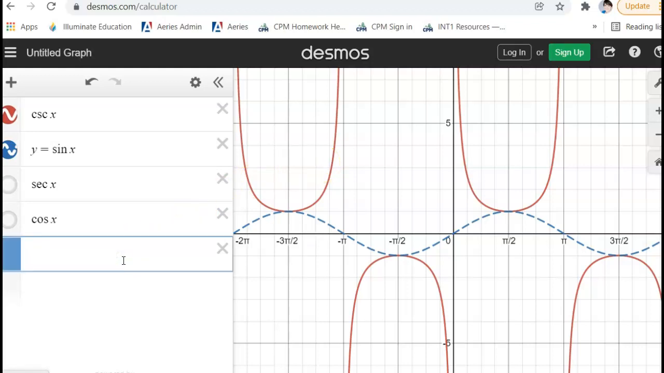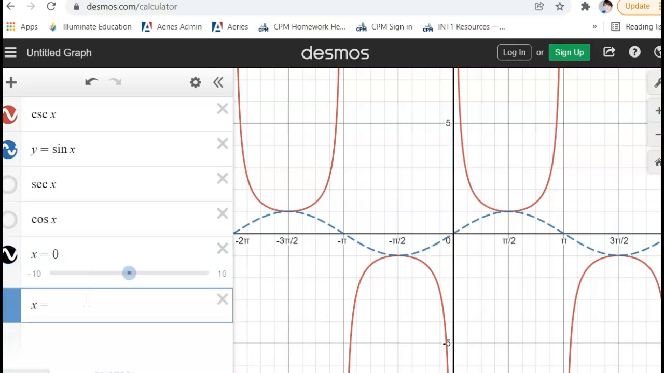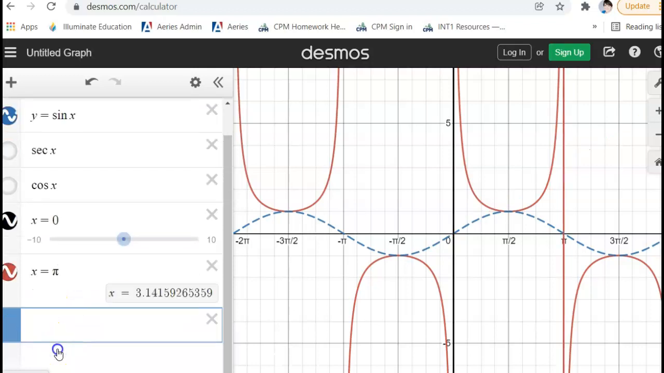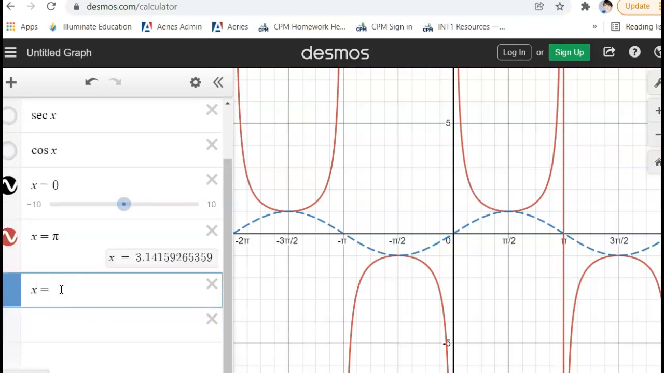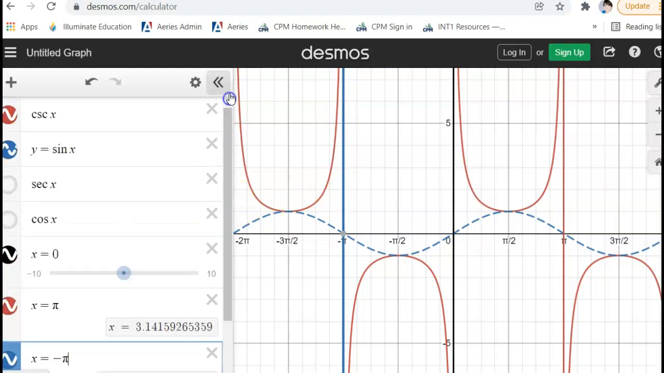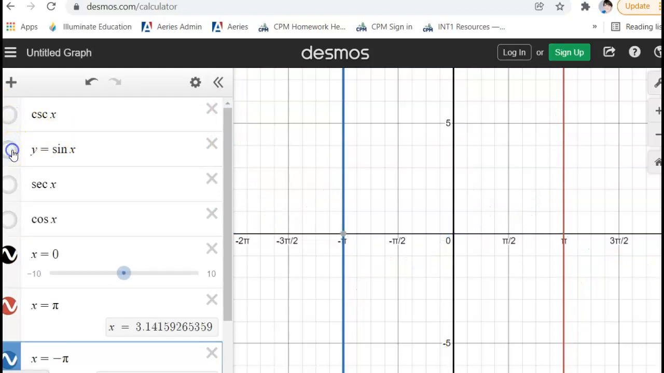So notice that at x is equal to 0, we have an asymptote. At x is equal to pi, we also have another asymptote. At x is equal to negative pi, it looks like we have another little asymptote. So we're going to have some asymptotes where our graphs are not going to cross. Okay, so secant and cosecant are related to our original sine and cosine graphs.